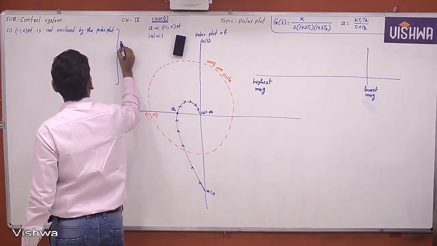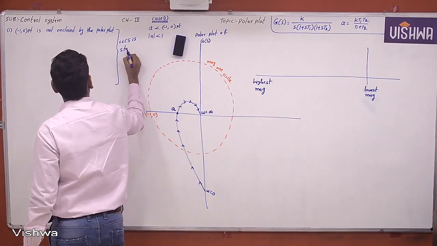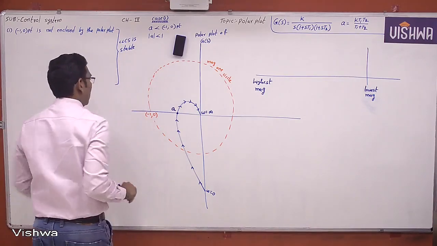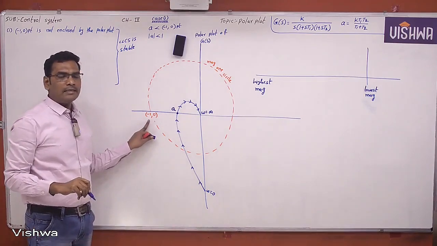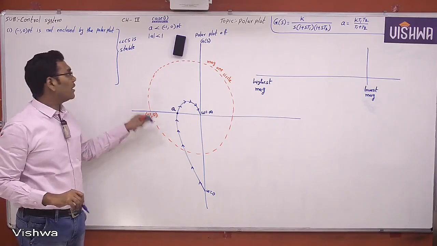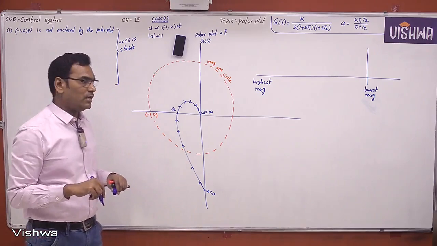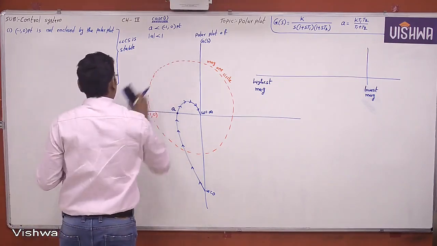The closed loop control system is simply stable. The minus 1 comma 0 point is not enclosed by the polar plot. It is on the left hand side, therefore not enclosed, so the system is stable. I already explained one problem previous to this. Anyway, we will check, it's not a problem.